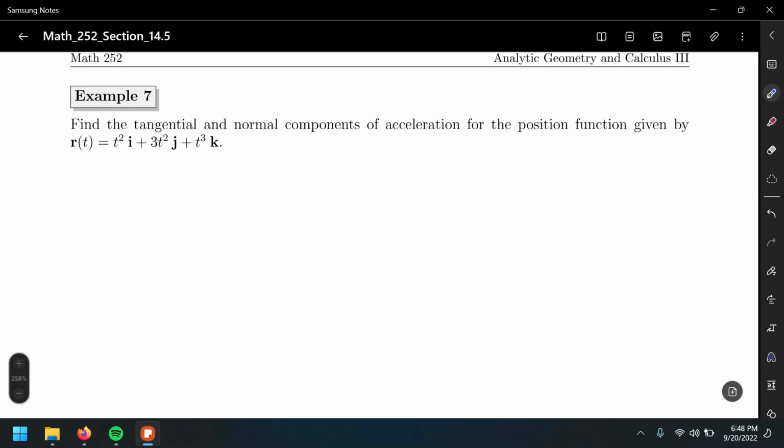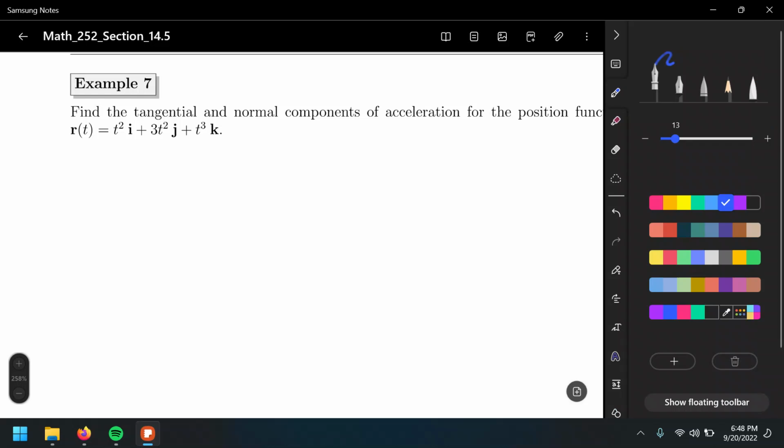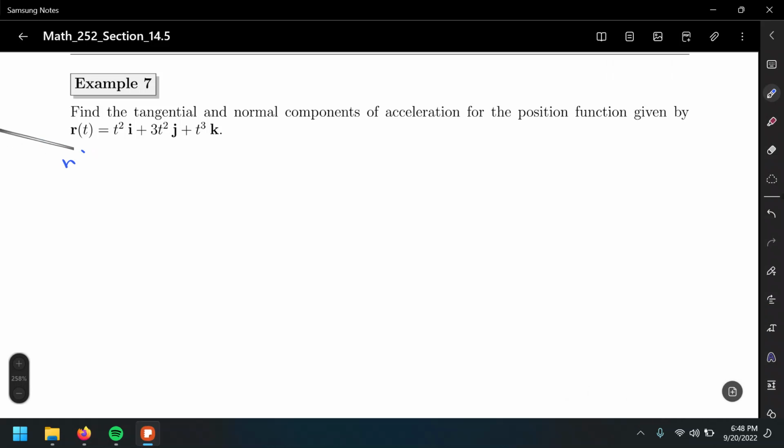Notice they're only asking us to find the components. Well, for the tangential, we need the tangential itself, but we don't need the normal component itself. Otherwise, it's going to be a hell of a problem, right? So let's get started with number one, finding the tangential, which in this case is, we need the derivative of the vector valued function. That's r prime.